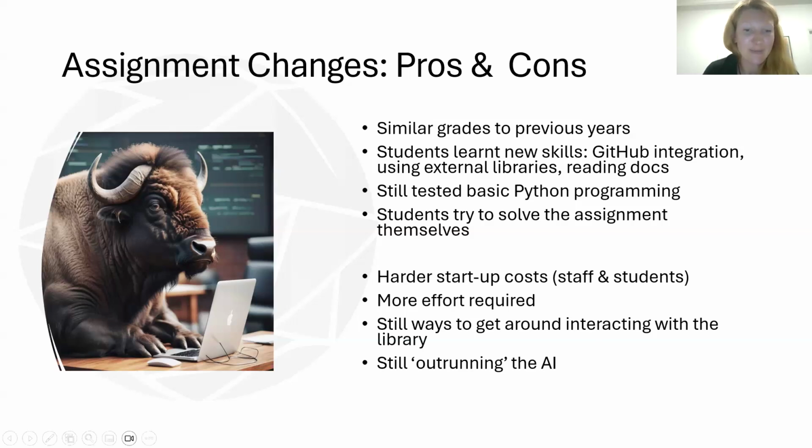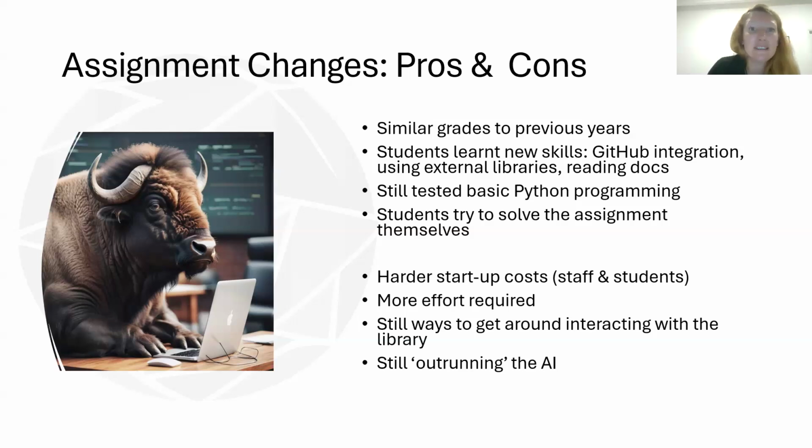I did see one solution where a student had accidentally generated an entire different Buffalo library because they'd fed the question into ChatGPT, but it didn't know what functions I'd written. And it still feels like we're outrunning the AI, whereas I'd prefer to write more collaborative, futuristic assessments. But this is on the to-do list, and I'm very interested to have discussions and to learn more about what other people are doing.